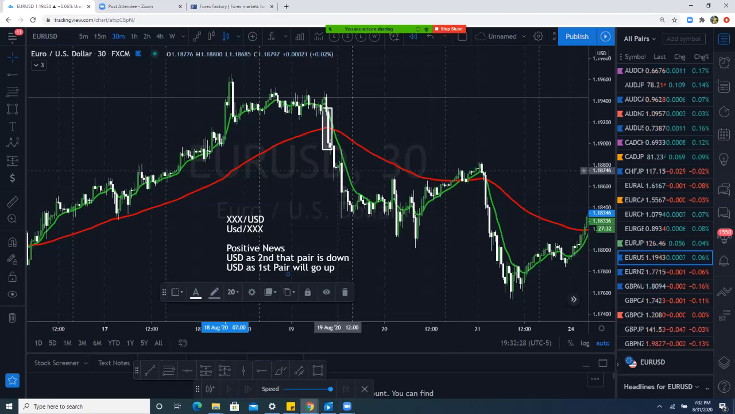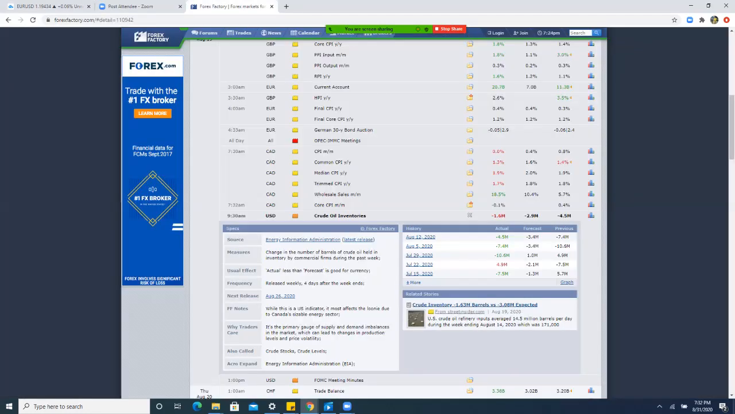So look at 9:30. Like it said on here, it's going to have a medium impact expected. And this was actually a really good example because it was looking for a negative result. The forecast was something bad. But what actually happened was it wasn't as bad as they thought. They thought it was going to be down 2.9 million barrels. They were only down 1.6.